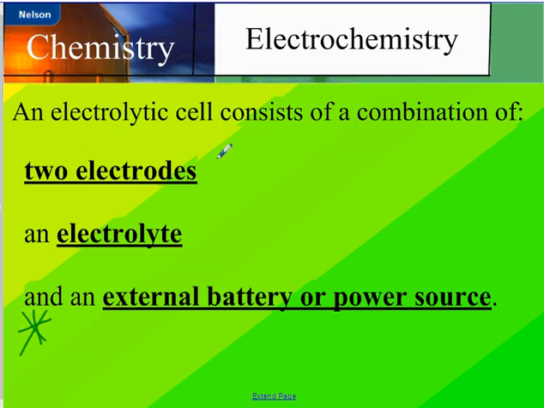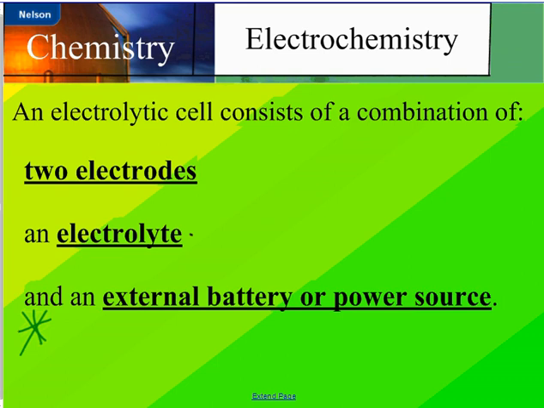The cell consists of 2 electrodes, which is the same as the voltaic. It also contains an electrolyte solution, so a solution containing ions, but most importantly, it has to contain an external power source. So this could include like a battery or an electrical outlet. The reason being is because it's a non-spontaneous reaction, we have to provide energy from an external source to force the redox reaction to happen.